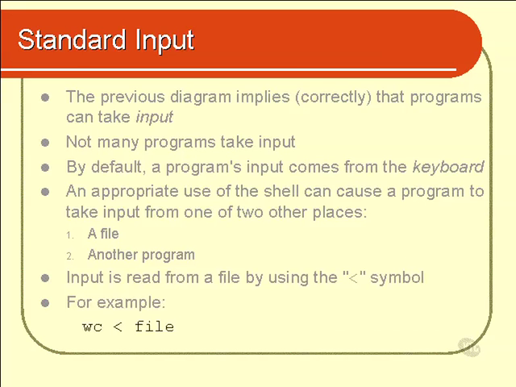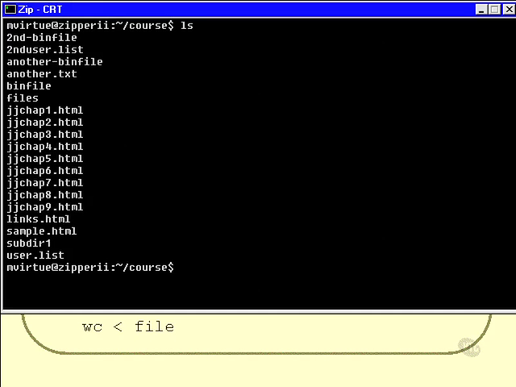Now, can you guess what WC will do in this particular instance? Well, I'd say it's a pretty safe bet that WC will count the number of lines, words, and characters in the file. Let's have a look at that in action. Okay, there's a set of files in my directory. I will now run WC and I'll feed it as input sample.html. And I learn that there are 111 lines, 472 words, and 6,000 odd characters.